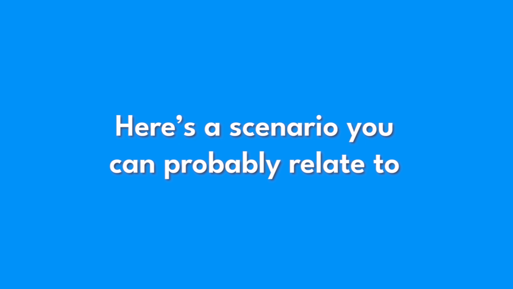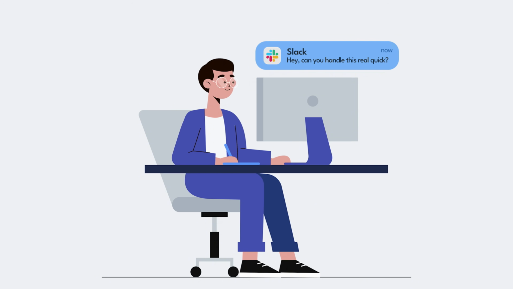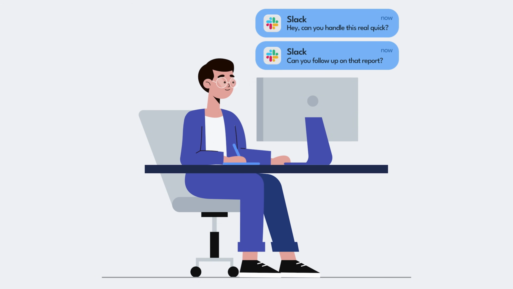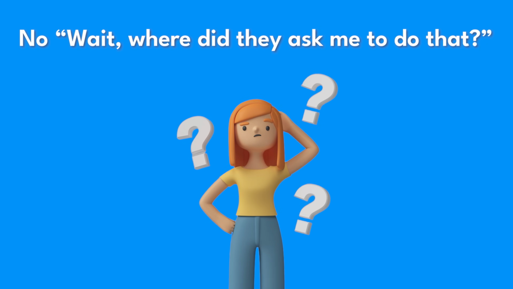Here's a scenario you can probably relate to. You're focused. You're getting things done. Then ping, a Slack message. Hey, can you handle this real quick? Then another. Can you follow up on that report? And suddenly your to-do list isn't in one place. It's scattered across 37 different DMs. Sound familiar? Now imagine if every important message turned into a task automatically. No lost requests. No, wait, where did they ask me to do that?